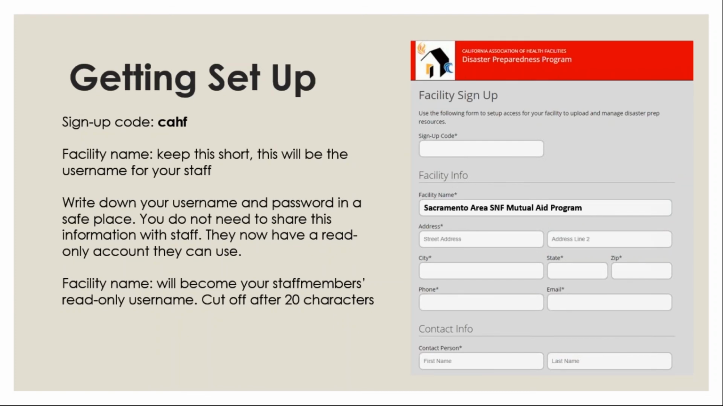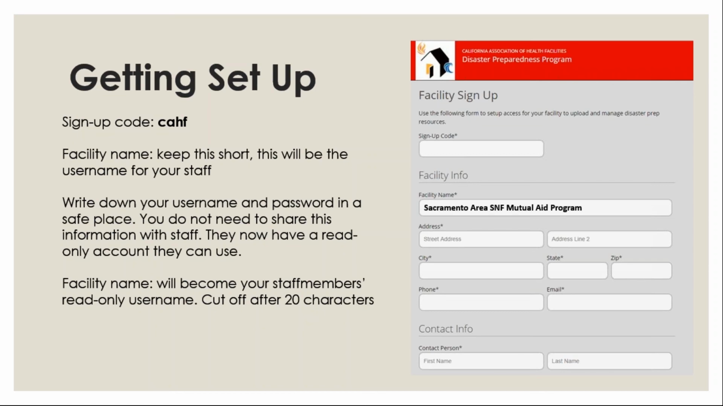So now, once you've got it saved onto your phone, and if you haven't already created an account, this is your next step. So your sign-up code is just CAHF, lowercase CAHF. And then kind of the important thing here, looking forward, is when you create your account name, also keep in mind that your facility name should look something similar to a username.